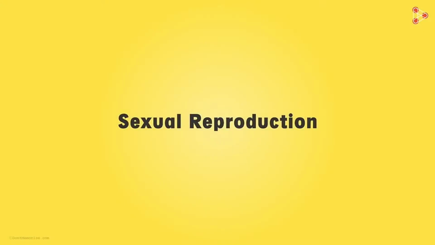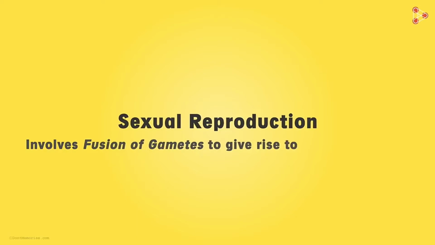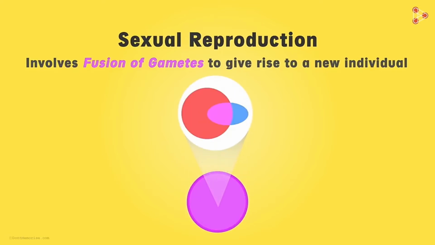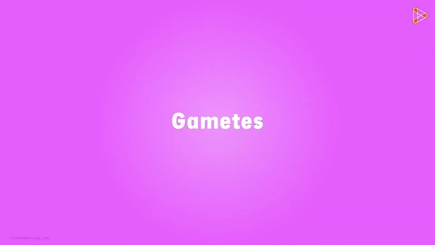Let me help you. Sexual reproduction is the type of reproduction which involves fusion of gametes to give rise to a new individual. Now here the term fusion of gametes is the answer to our question. Why is that so? This is because if the zygote is formed with a fusion of gametes, then it means the newly formed individual will have a blend of characters. Thus, in order to learn sexual reproduction, we need to understand the gametes first.